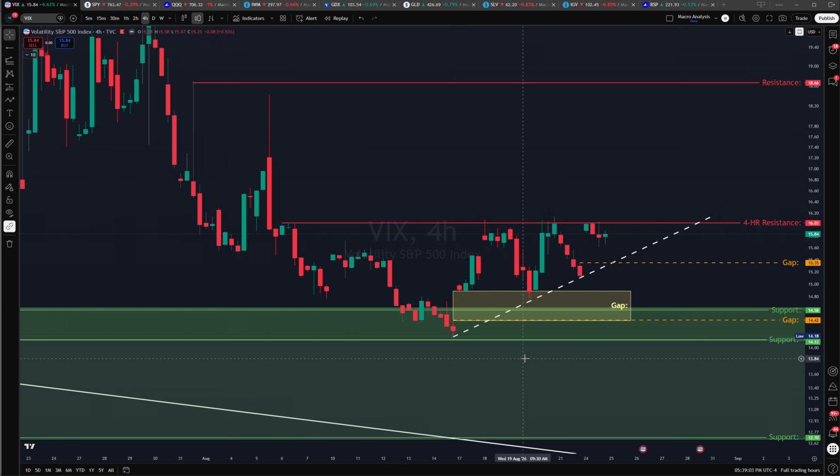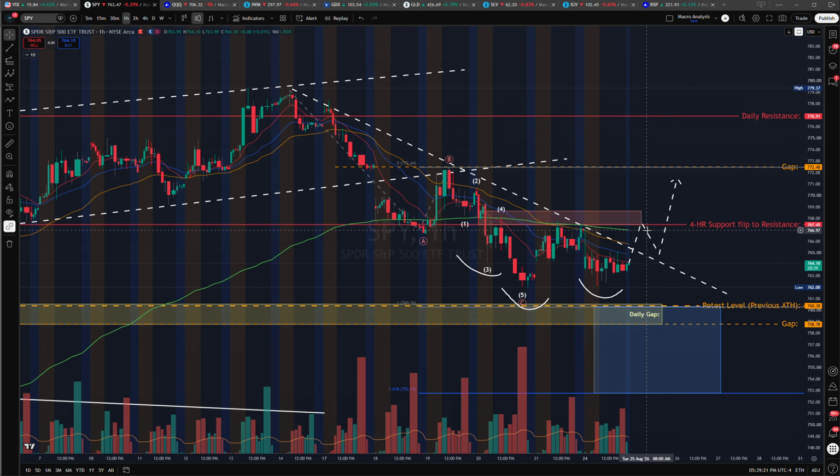So there's a bullish pattern here that is forming on VIX that could possibly break to the upside. But there's a gap here. So if VIX is to break to the downside and fill this gap, then obviously you're going to see this move play out on SPY, and you're going to see that happen with QQQ as well. But for now, the range is just really that 4-hour support flip resistance, and the retest level at the bottom here is 760 to 767.